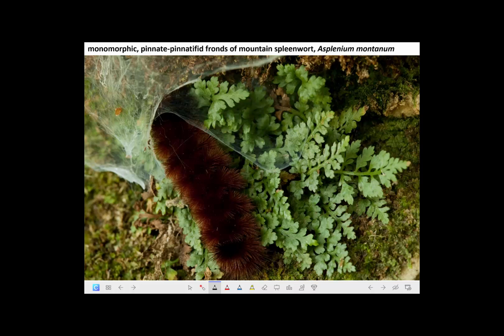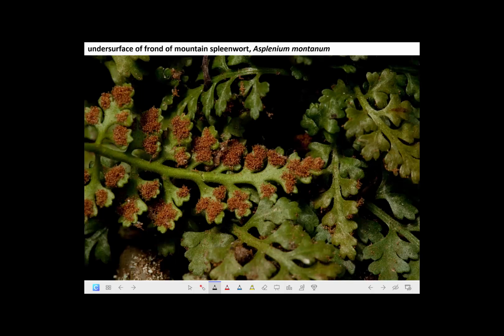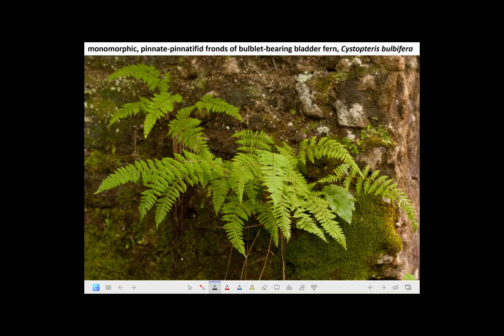Here's a beautiful plant growing on a sandstone ledge. It's called mountain spleenwort. And there's the undersurface showing the spore-producing parts of mountain spleenwort.